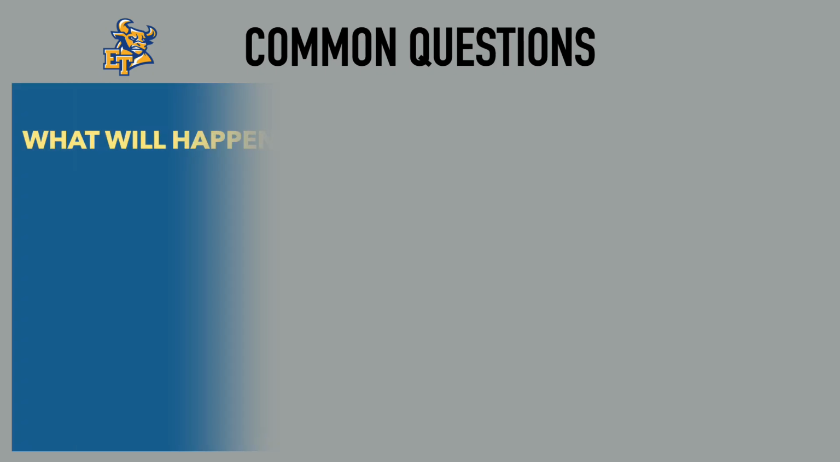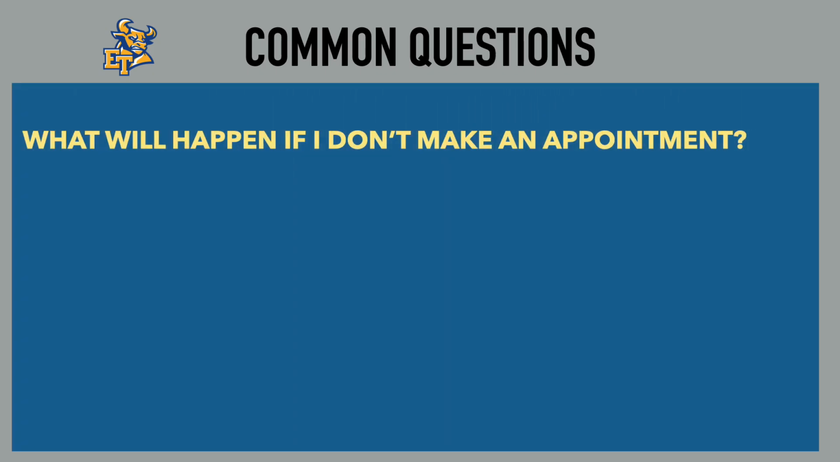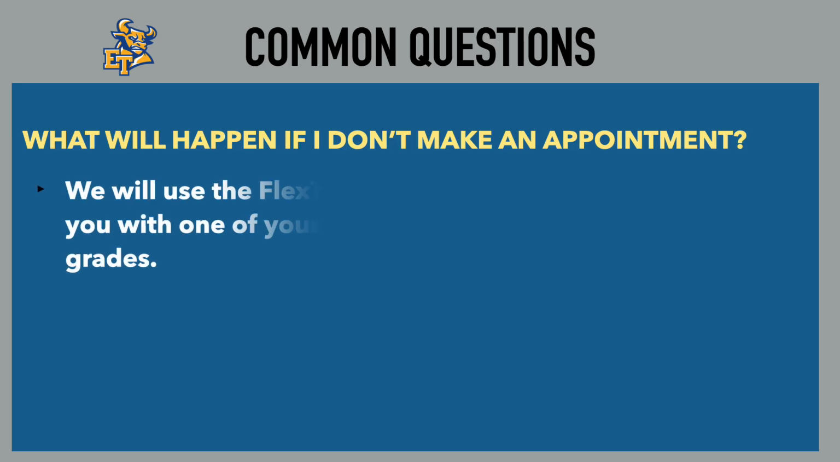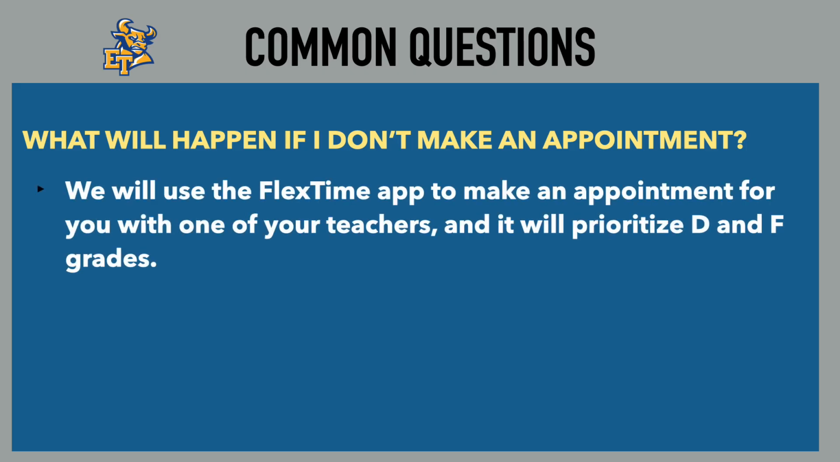We expect some questions about this, so here are a few common questions. What happens if I don't make an appointment? We'll click a button in the FlexTime app that automatically makes an appointment for any students who don't already have one with one of your own teachers, and it will automatically prioritize any classes in which you have a D or an F grade.